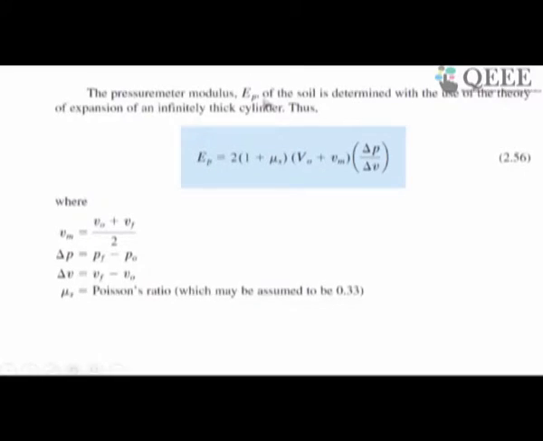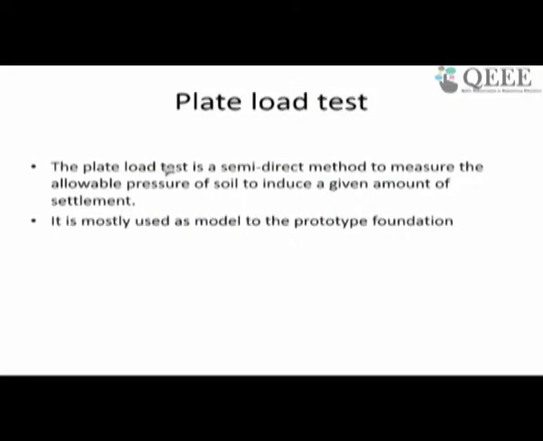So, where all the terms are can be found from the pressure volume characteristic curve, which we just discussed, and from this pressure volume characteristic one can find the modulus of soil through correlation using some rheological factor. Now, we also discussed the plate load test. It is a semi-direct method of finding the allowable pressure of the soil and the amount of settlement that takes place.